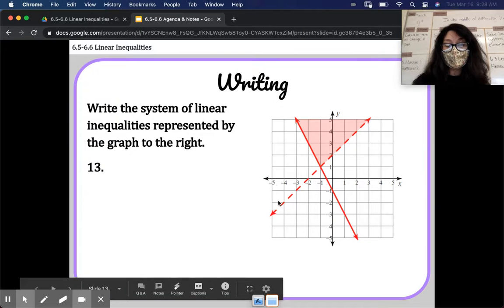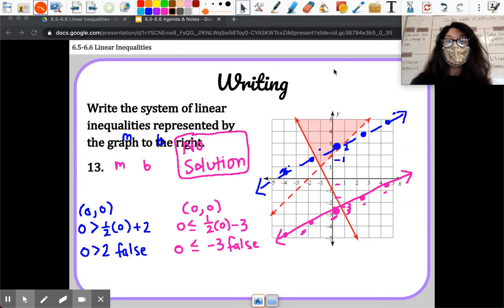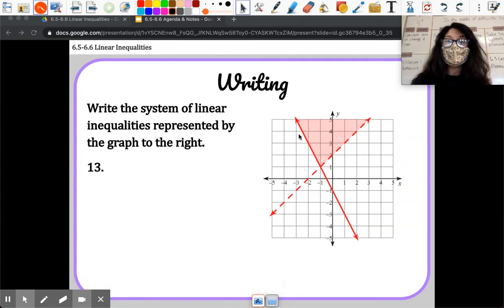Let's go the other way now. Let's actually write a system of inequalities for a given graph. Again, we did this for single inequalities in the last section. So you're pretty much just doing the same thing here, but instead of doing one inequality, you're just doing 2. So I'm going to start with the solid line here.